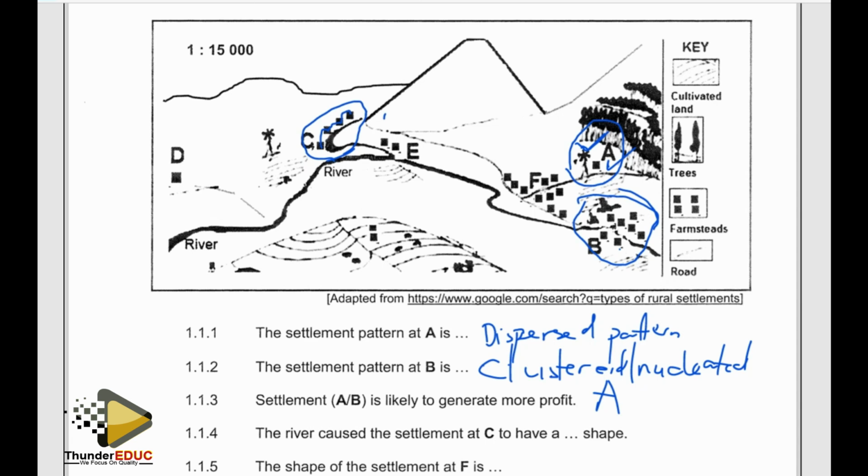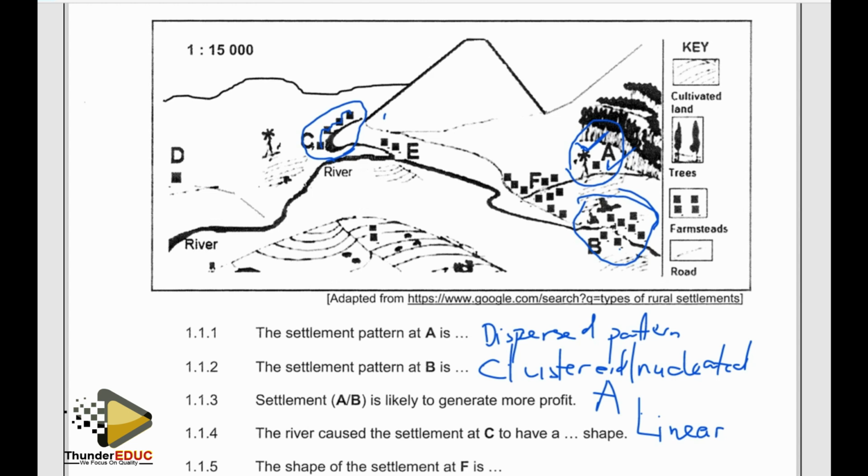So the response there, the shape of the settlement is, the river caused the settlement at C to have a dash shape. We are saying the shape is influenced by the river, and the river is making the units come in a linear form. So they are in line along the river, implying that the nature of the shape of the settlement there is linear. Right, we move on to the next question, which is 1.15.